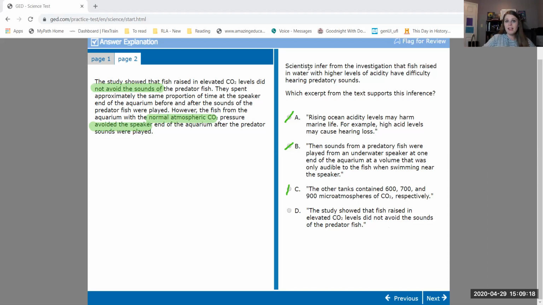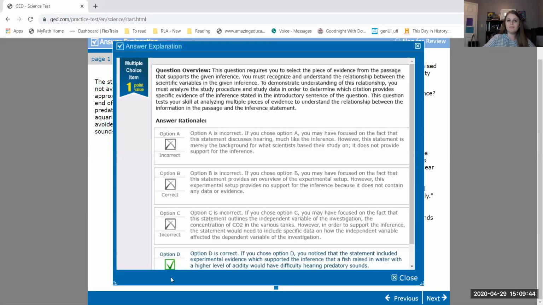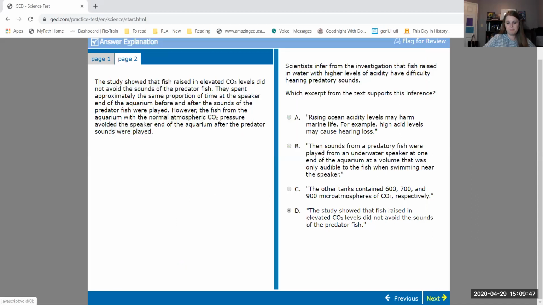Because remember, the beginning parts here. Scientists infer from the investigation that fish raised in water with higher levels of acidity have difficulty hearing predatory sounds. What supports this? Here, they did not avoid the sounds. The predator fish is the fish that wants to eat them. They swam towards that fish because they couldn't hear them. So I think that does prove that the acid levels affected their hearing. So let's check our answers. And we are correct, it is D.